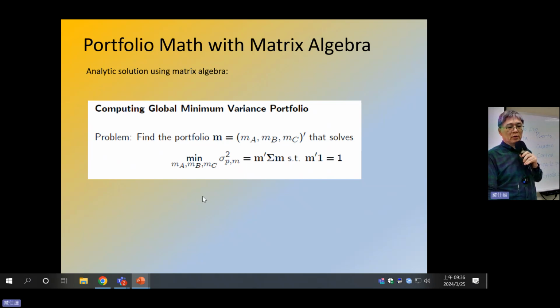So this is our objective function here, sigma p squared equals n prime sigma n, and you can just treat n as a weighting, very similar to the x in the previous slides, xa, xb, and xc. So don't get confused with the notation, because when I prepared these slides, I didn't have enough time to rewrite the equation. So you just use n. In this case, we have n prime sigma n, and s.t. means subject to n prime 1 equal to 1.